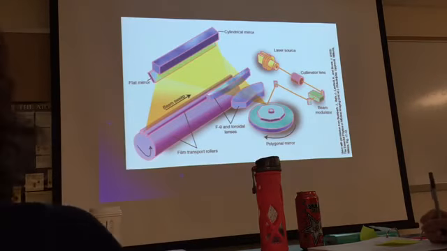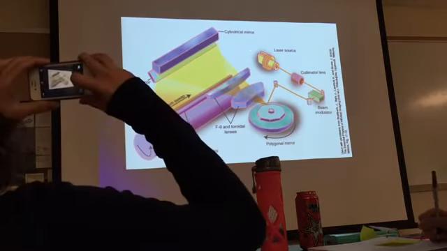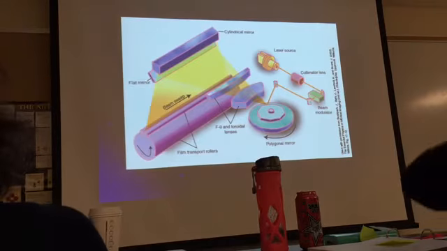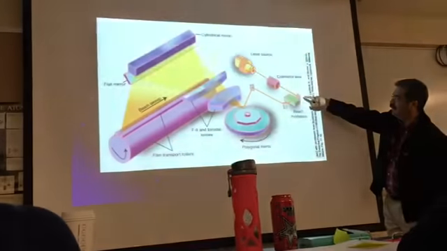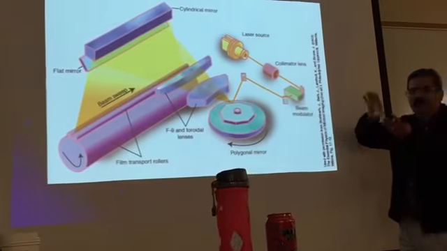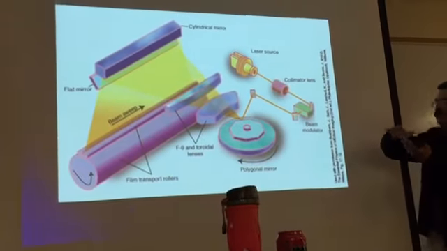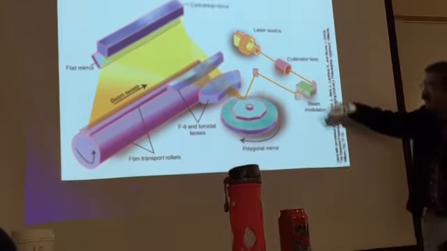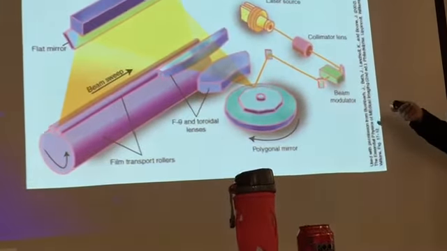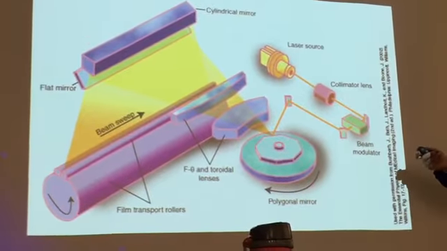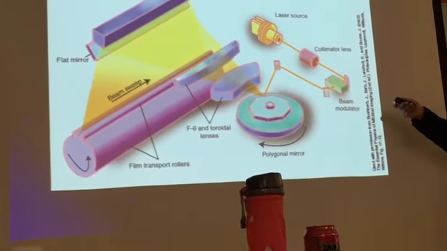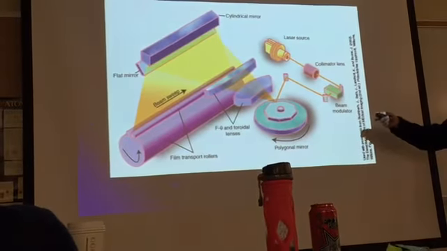Here's the source. Here's the laser gun, right here. Then you have a collimator lens that can help you concentrate the energy of the beam. You reflect it here. This is a beam modulator, so it can change some of the characteristics of the laser, and then from here through mirrors, through lenses, you can send it through another lens, and here's a polygonal mirror. Okay, these are mirrors. This mirror, and this is a polygonal mirror.